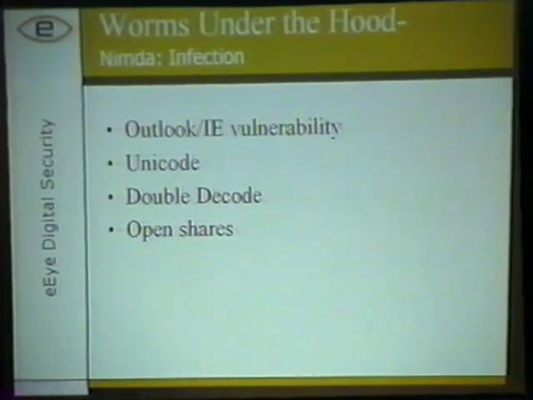And the Unicode attack has been around for a very, very long time, as I'm sure you all know. Finally, any type of open share that it could find, it would attempt to replicate itself across to files located on those shares. That gives a lot of different ways that this worm can spread, and it also makes an administrator's job that much harder, having to close potentially all these different holes. Now into the code.